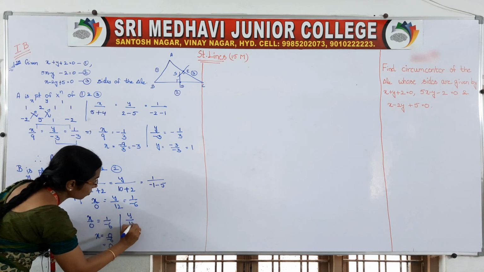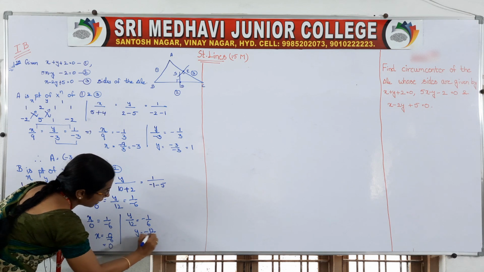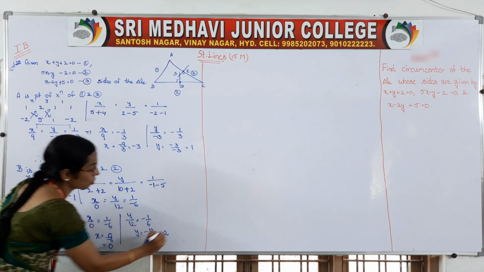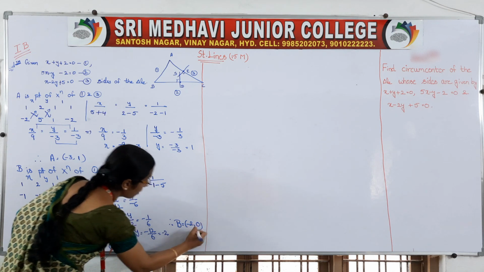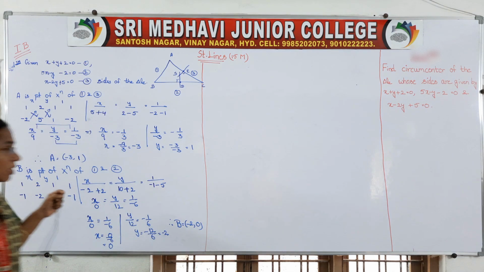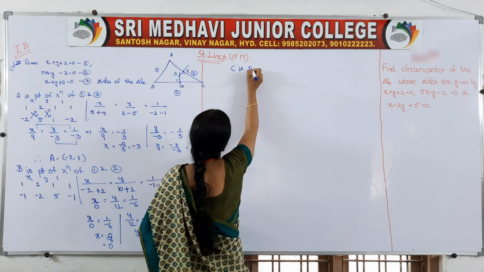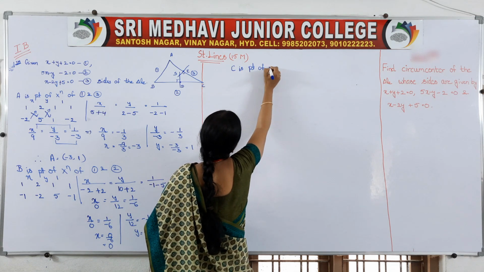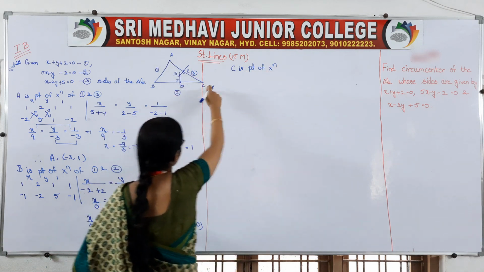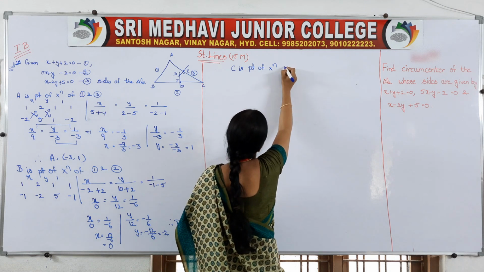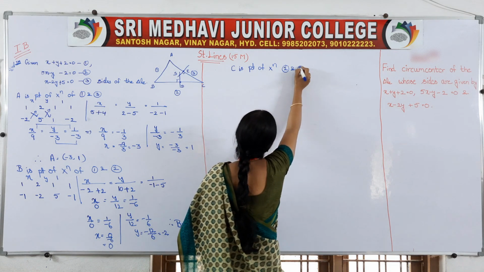Next, y by 12 is equal to minus 1 by 6. Y is equal to minus 1 by 6, that is minus 2. Therefore, B is equal to (minus 2, 0). So now, let's find out C. C is the point of intersection of AC and BC, that is equations 2 and 3.